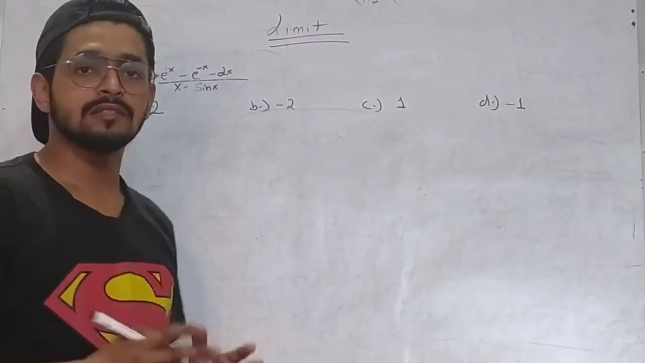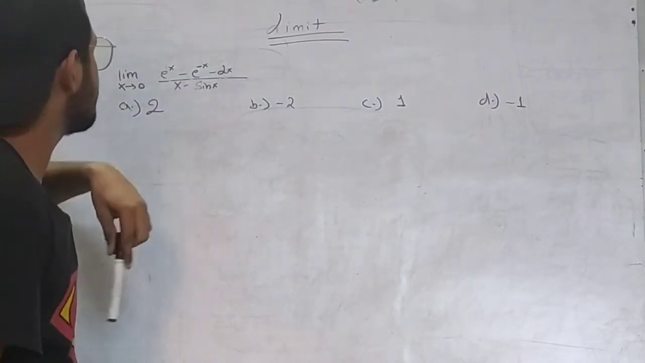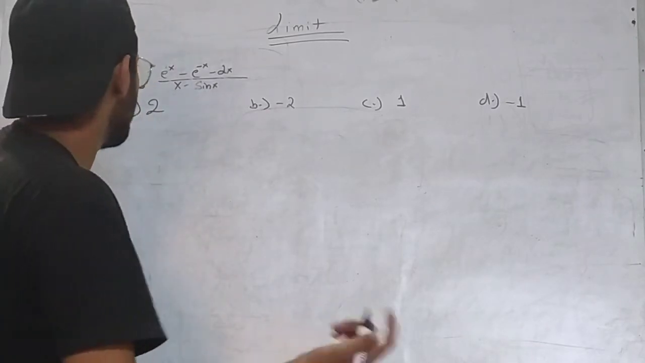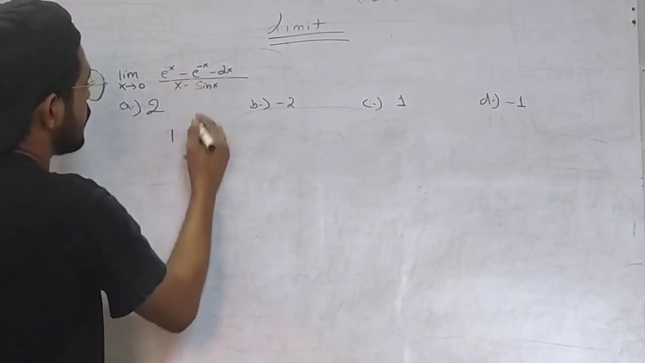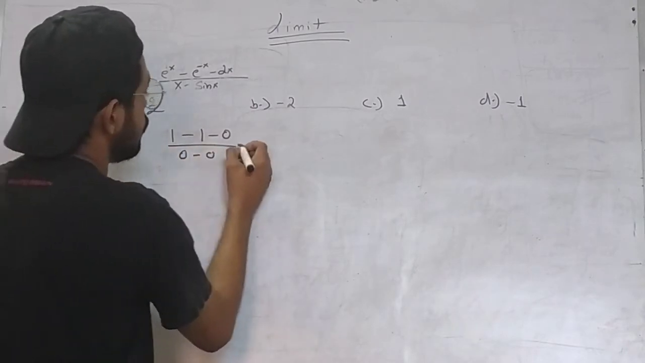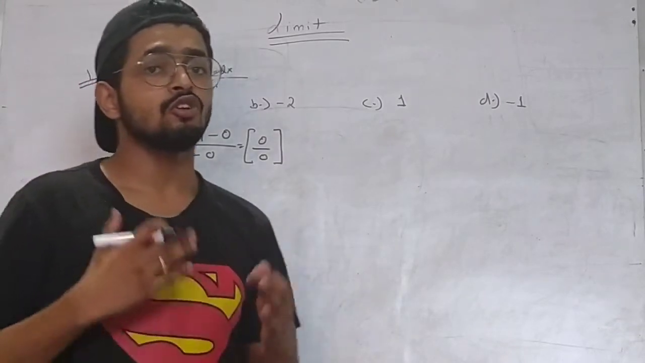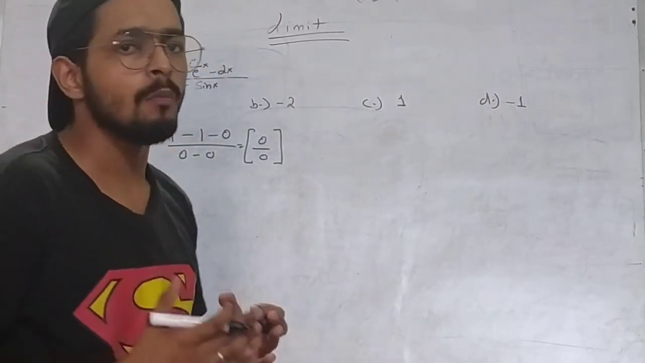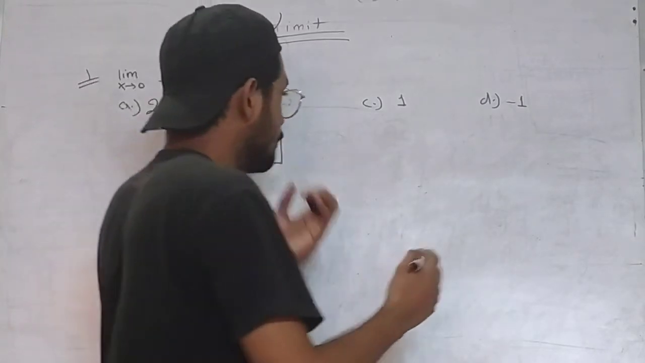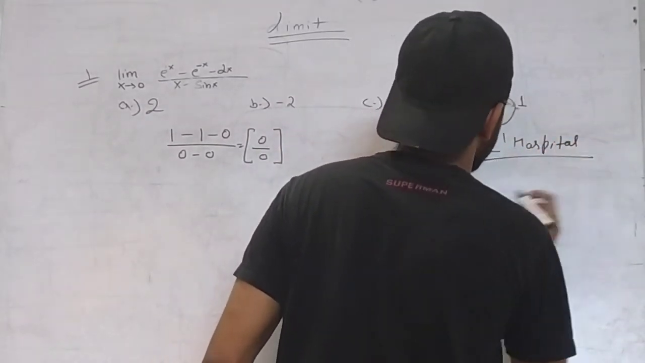So guys, this is our first question and let's apply the limit here. If we apply limit 0, a to the power 0 is 1, so this will be 1, and this will also be 1, and this will be 0, so 0 minus 0 gives you a 0 by 0 form. If in a function we get a 0 by 0 form or infinity by infinity form, we have to use L'Hopital rule, also known as L'Hospital rule. This is a very important rule for competitive purposes.